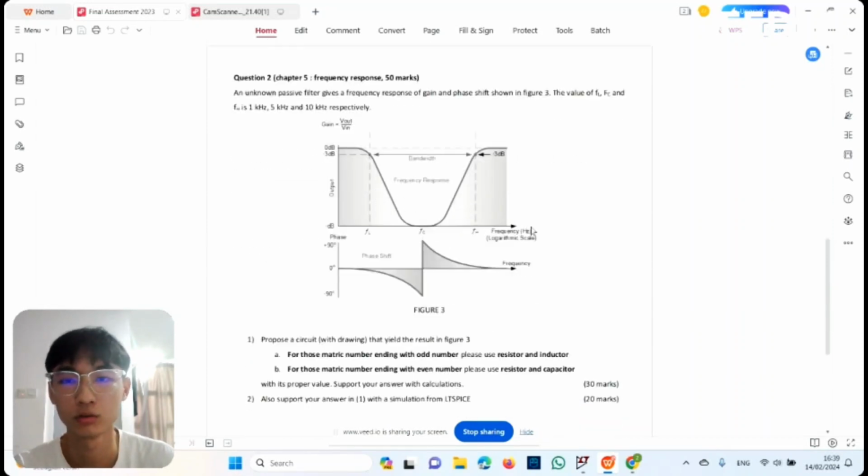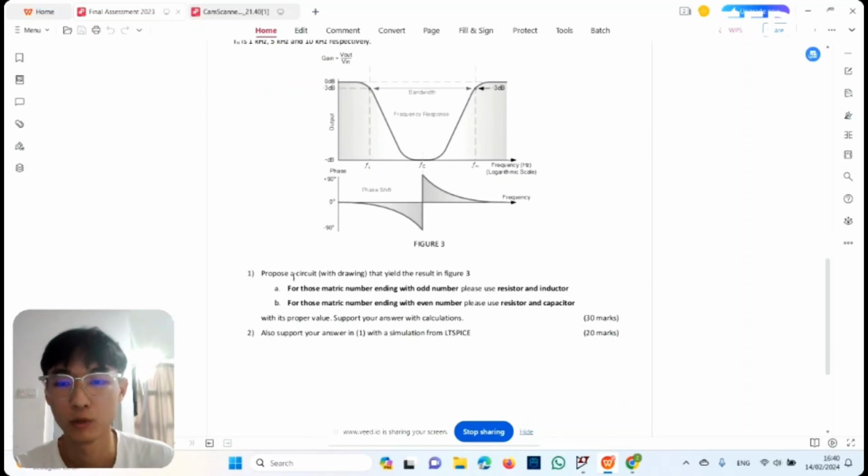Next, we go to question 2. An unknown passive filter gives a frequency response of gain and phase shift shown in figure 3. The values of FL, FC, and FH are 1 kHz, 5 kHz, and 10 kHz respectively. From this graph, we know this is a band stop filter, and FL is the low cut-off frequency, FC is the notch frequency, and FH is the high cut-off frequency.